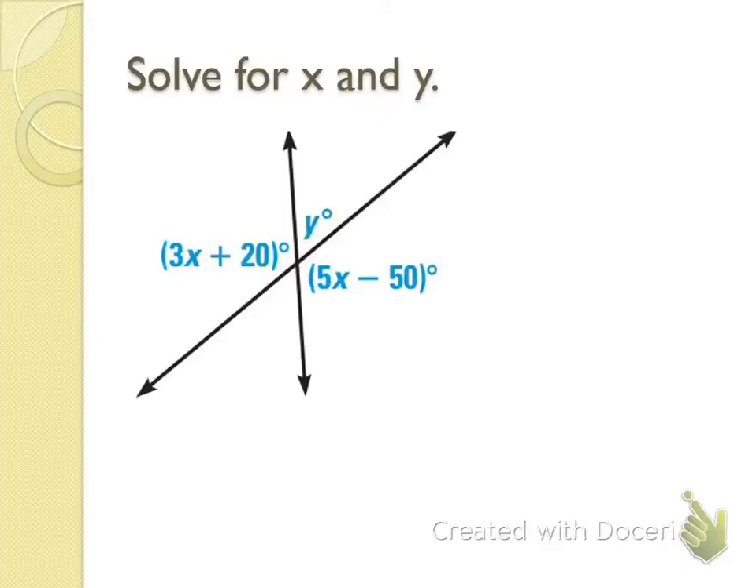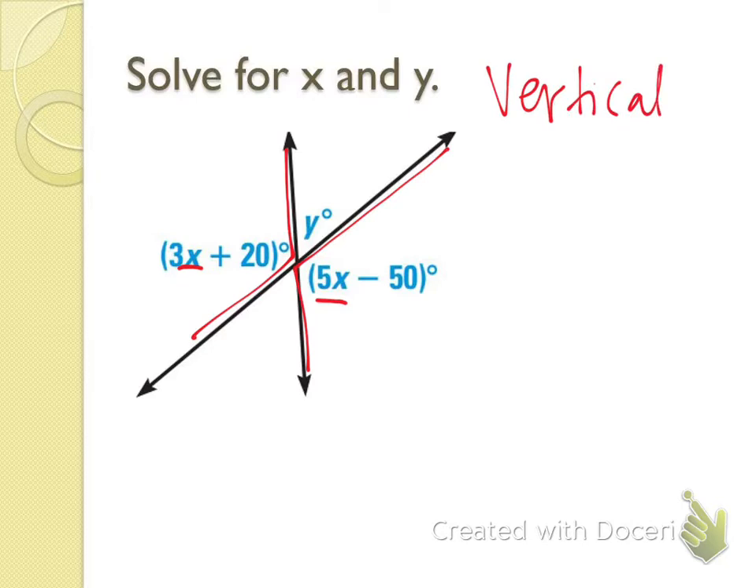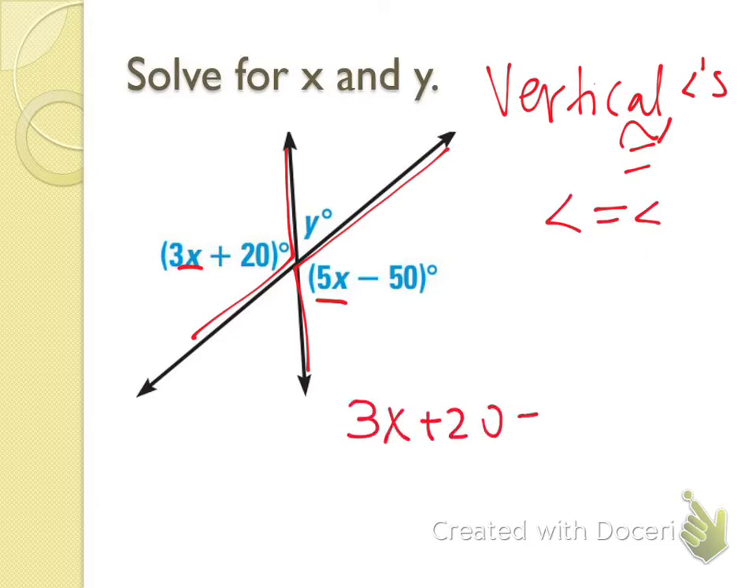So for this problem, to solve for x and y, which one would we solve for first? We'd solve for x because what relationship do the x's have? They're vertical, which means they are congruent. So vertical angles are congruent. So we're going to take an angle and make it equal to an angle. So we'll do 3x plus 20 equals 5x minus 50.